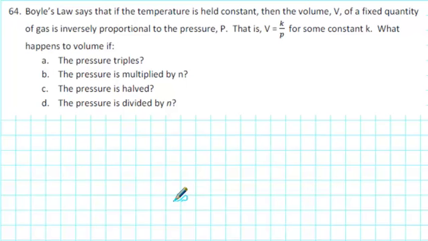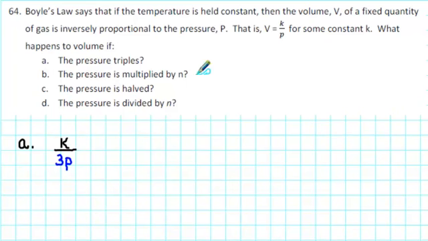Well, if the pressure triples, then the new pressure will be 3 times P. So what we're going to do is substitute 3 times P for P in our original formula, and then we'll try to determine what happens to the volume V. We get K divided by 3P.